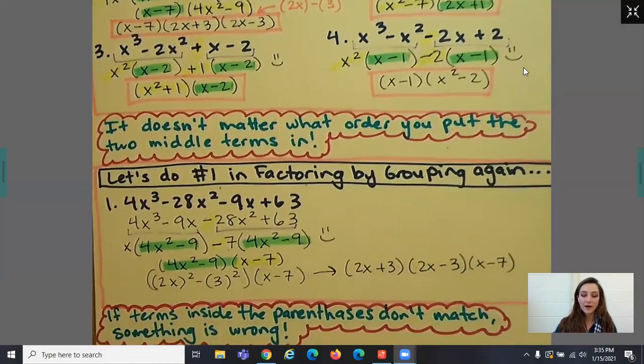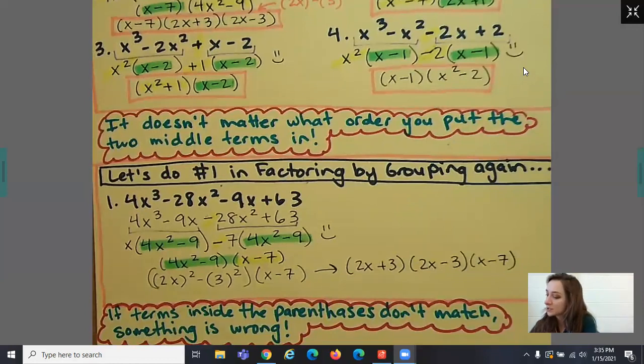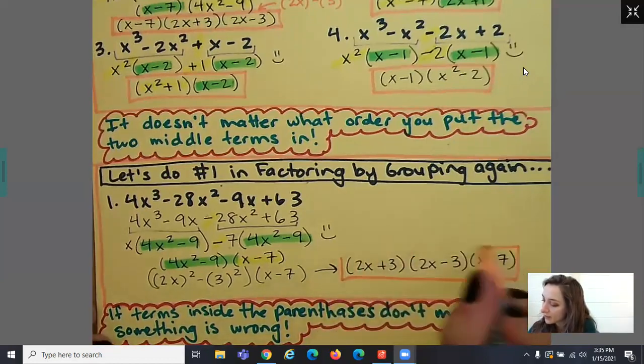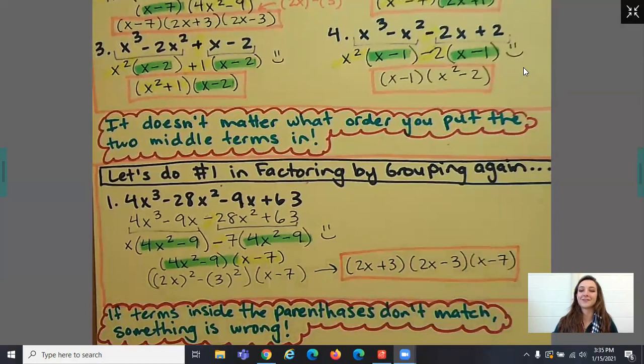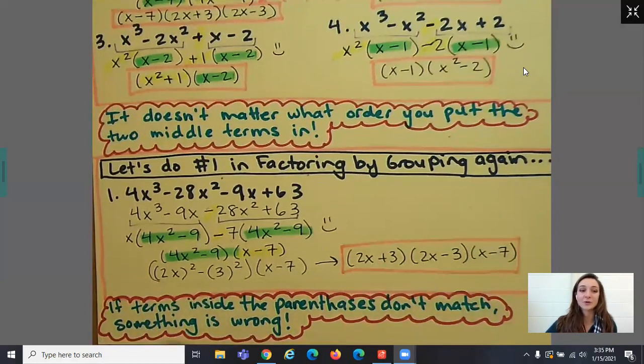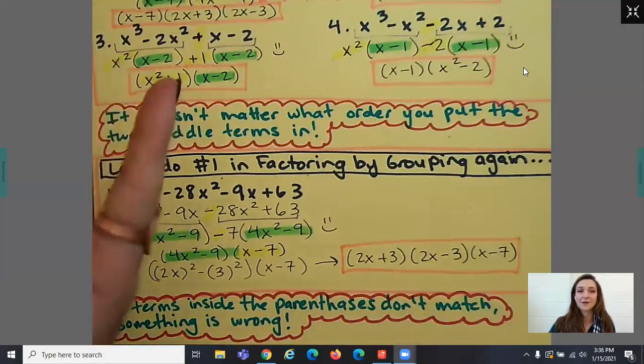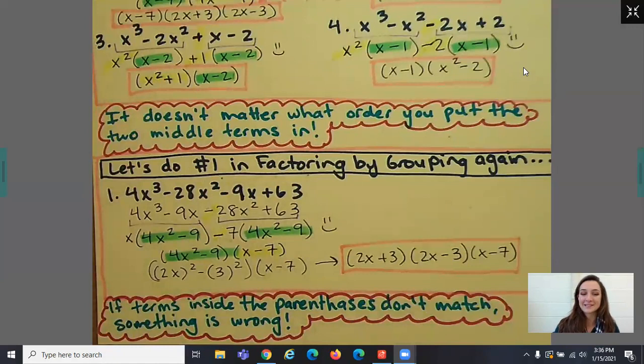So even though I flip-flopped the two terms in the middle, we actually still got the same answer by doing factoring by grouping. So that was just a fun little exploration that you can do. And if the terms inside the parentheses don't match, something is wrong. So that was important for the ones up top. You should always be able to draw your little smiley face there, having those two terms in the middle matching.